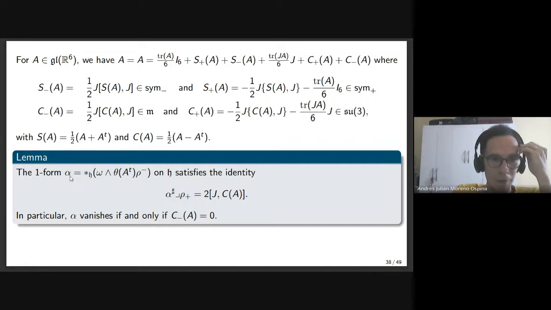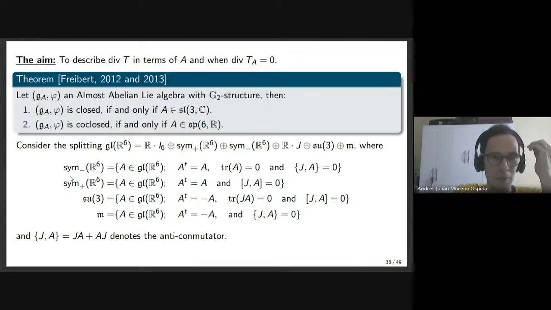This one form alpha, for example, for the case of closed and co-closed G2 structure doesn't appear because A, by definition, for example in the closed case, A commutes with J because it is in this Lie algebra. And for the co-closed case, the skew-symmetric part also commutes with J.